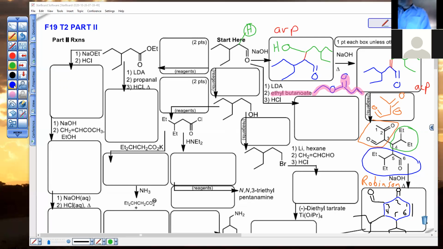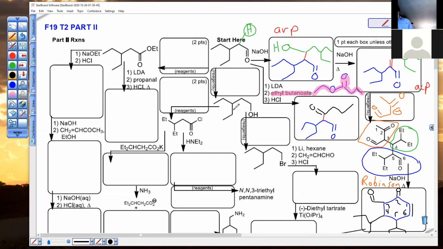Put it in blue. Got your new bond here to butanoate. As a group, it's called a butanoyl. Butan, oyl. And that's a dead end. I probably wanted to do things with it and didn't see a way because there's no room.